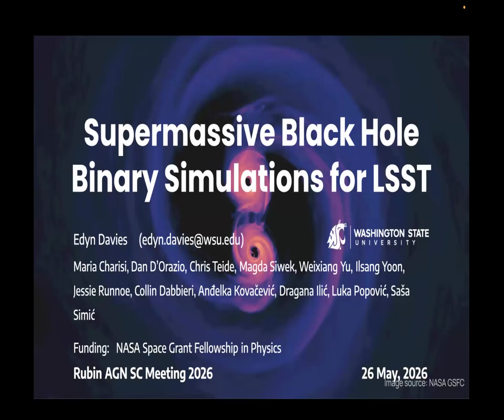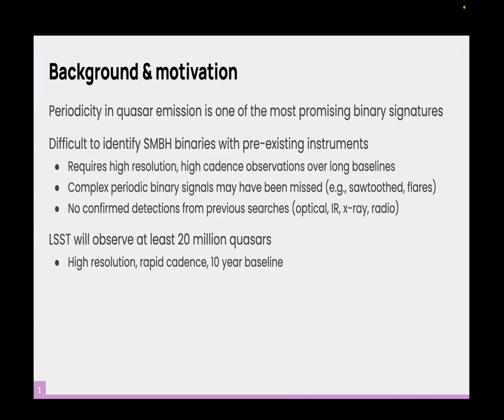Okay, so the next talk of the session is by Eden Davis, who's going to talk about simulating supermassive black hole binary light curves in LSST. Please. Hi, so I'm a graduate student with Maria over at Washington State University, and I will be presenting my simulations on black hole binary light curves.